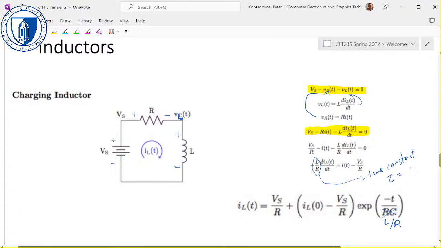Is sometimes called tau, and whereas for a capacitor the time constant is R times C, for an inductor it's L divided by R. And what do you think the units of tau are?